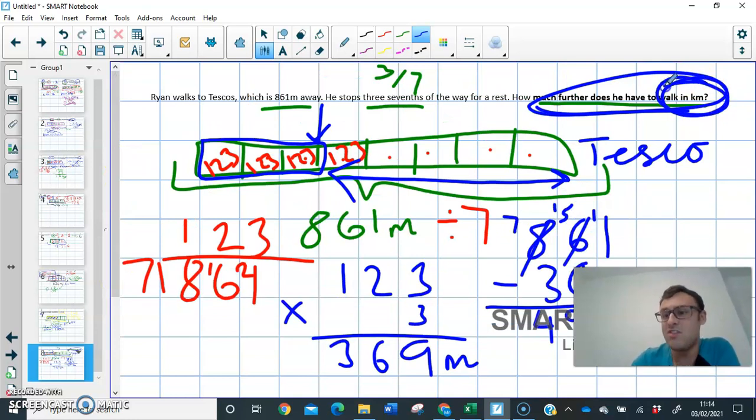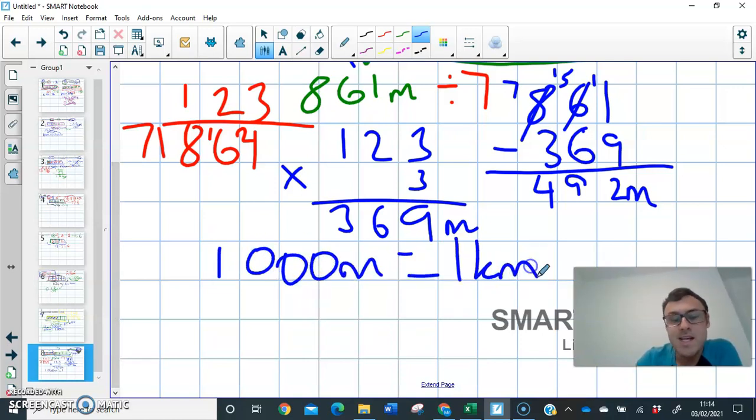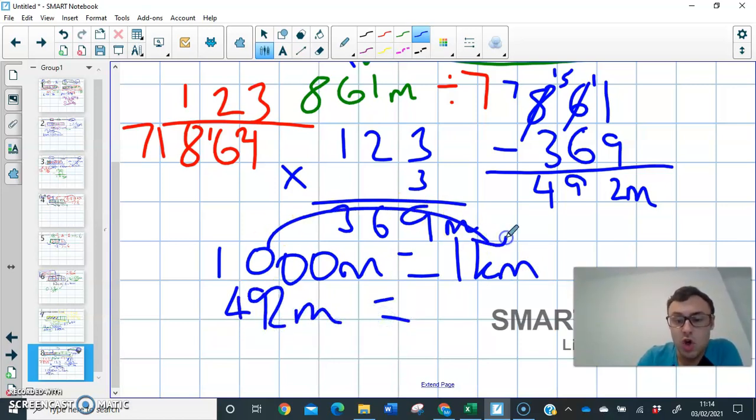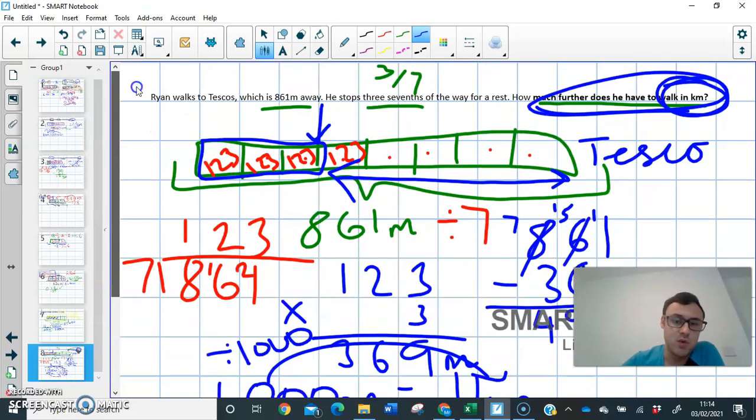But the question then says in kilometres. So I then need to convert that to kilometres. And I know that 1,000 metres is 1 kilometre. So 492 metres. To get from metres to kilometres, I divide by 1,000. So divide 492 by 1,000, I get 0.492. Remembering, I don't need to do a formal method. I just move the digits 3 times.